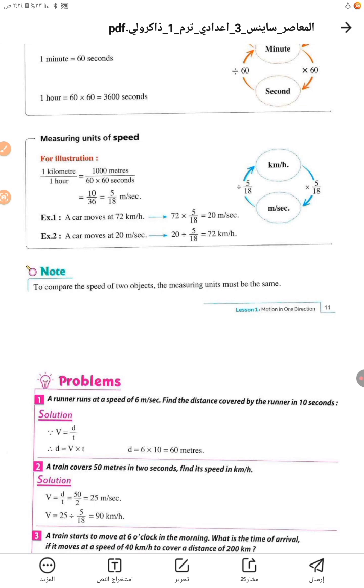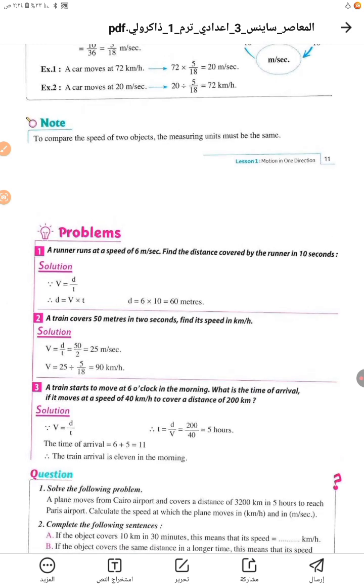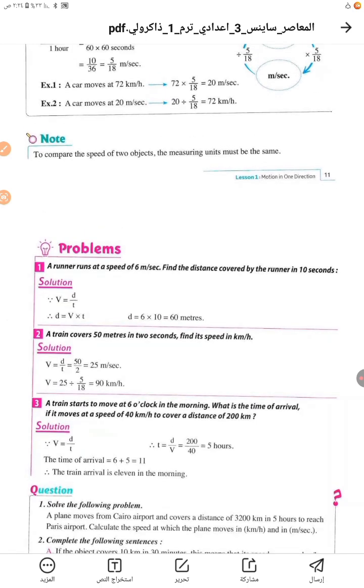Here we will do a division, dividing by 5 over 18, which equals 72 kilometer per hour. An important note says: to compare the speed of two objects, the measuring units must be the same. This is very, very important. To compare the speed of two objects, their units must be the same. You can't compare kilometer per hour with meter per second. The units must be the same.